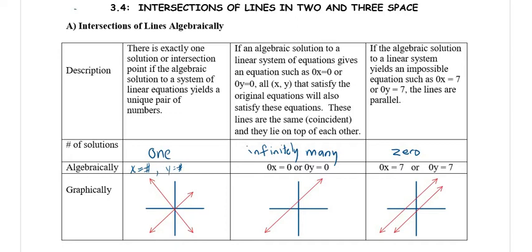Before we do that, let's quickly review the 3 different ways that lines can intersect in 2 space. Option 1 is that there's exactly one solution or intersection point if the algebraic solution to a system of linear equations yields a unique pair of numbers. Essentially, it's an intersection at one single point, and you're going to have an x value and a y value, like this here.